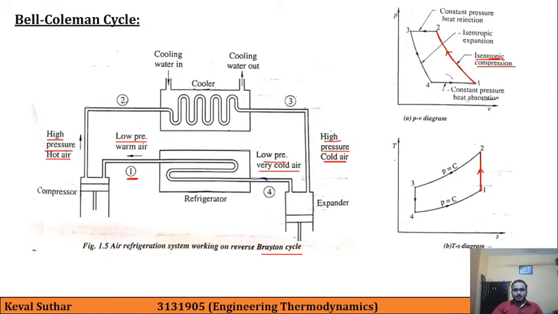Then process 2 to 3, where it is constant pressure heat rejection. Here its volume will decrease because of heat rejection, and the same can be seen over here, that as it is a heat rejection process, temperature will reduce as well as entropy will reduce.